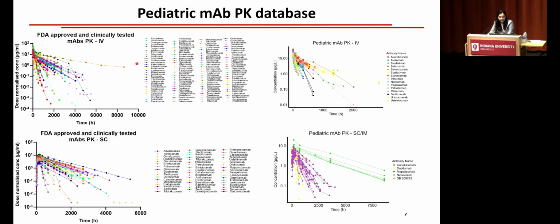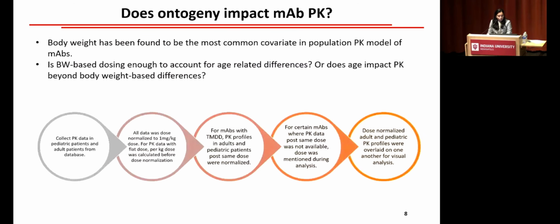So we expanded the adult database to pediatric patients and collected a lot of PK data from literature, as can be seen over here. Once we had collected this data, we really wanted to check and answer the question of whether there are any changes beyond just body weight. To answer this, we dose normalized all of the collected data to a 1 mg per kg dose, and then overlaid these data on top of each other to see if, beyond body weight, any further changes are seen.